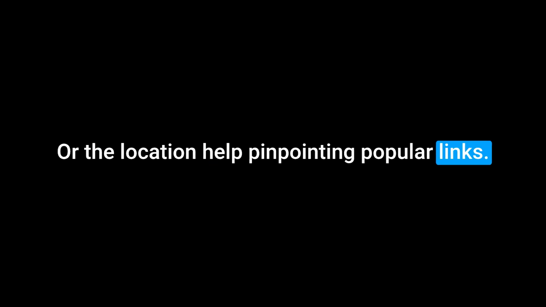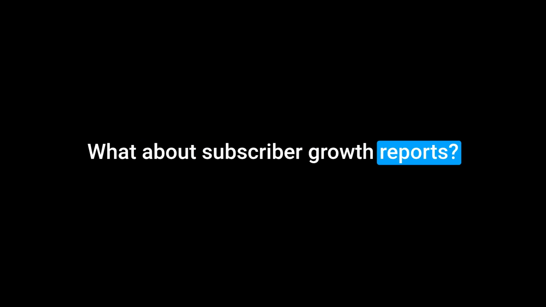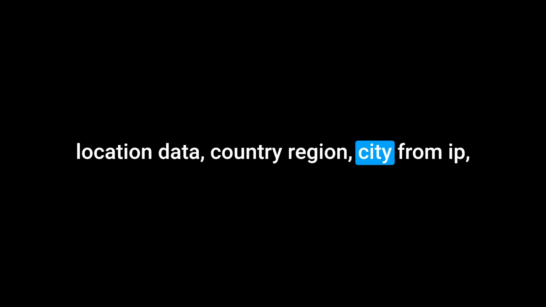Pinpointing popular links, Aweber gives immediate feedback on content effectiveness. Double down on what works. Geographical insights, Benchmark, allow for highly granular optimization, tailor timing, language, maybe even offers to specific regions. It moves beyond generic stats to understanding preferences and context. Makes sense. What about subscriber growth reports? Aweber gives reports on new subscribers, daily, weekly, monthly, unsubscribes, total counts, tracks growth trends, and provides subscriber location data, country, region, city from IP, both simple and advanced audience analytics.